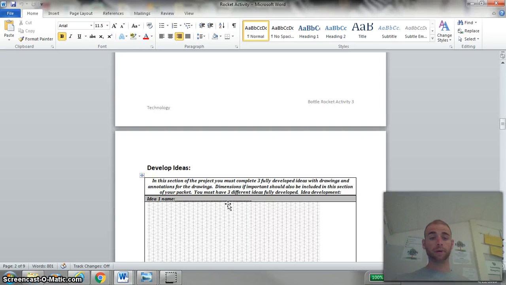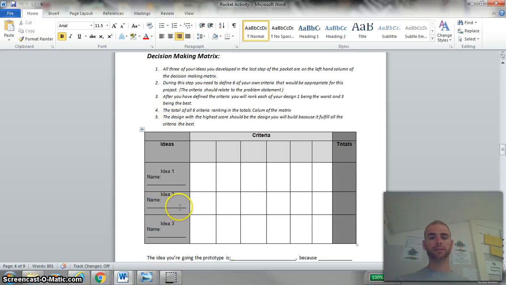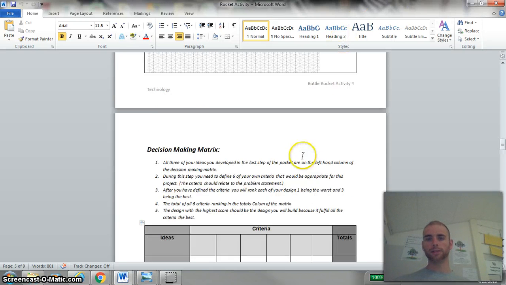Alright, so now we're on to page 4, which is developing ideas, and page 5, which is the decision-making matrix. This is from the lesson we did last week. So it should be the same thing. We're going to go over that in just a second here.